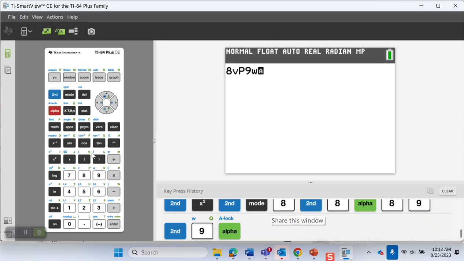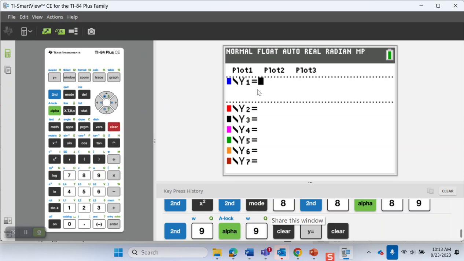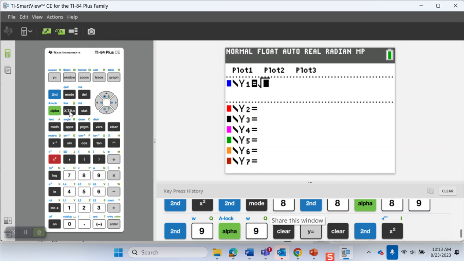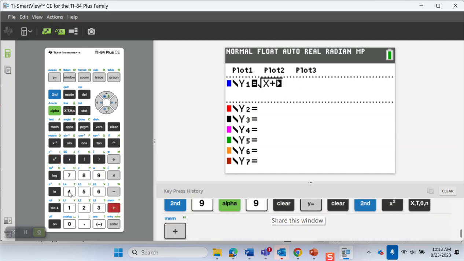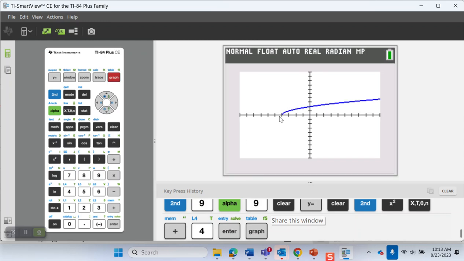And then if I hit alpha 9, I will get the Q in here. Okay, just FYI, I want the square root, so I will need to have a second x squared. So that's the square root of x plus 4. Okay, and I hit enter and I hit graph. So you can tell this one only starts from -4, right?